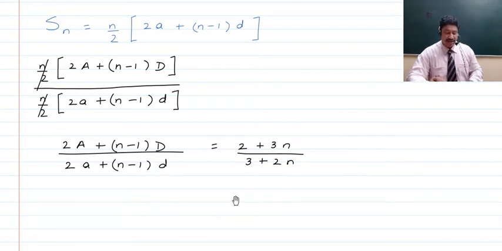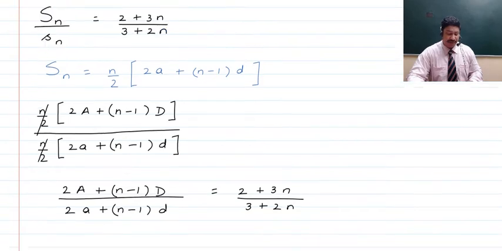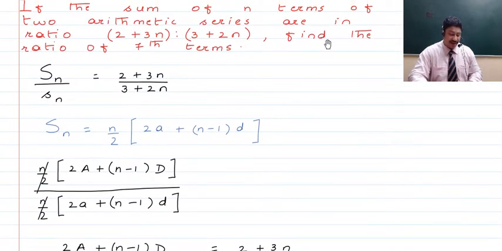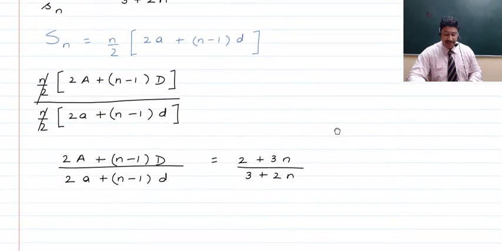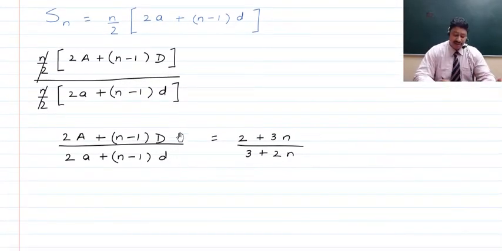Now here guys, if you look further at what's been asked in the question, that is: find the ratio of the 7th terms. So one thing is pretty spooky, and that is that you've been given the ratio of the sum of n terms and you've been asked the ratio of the nth terms, right?